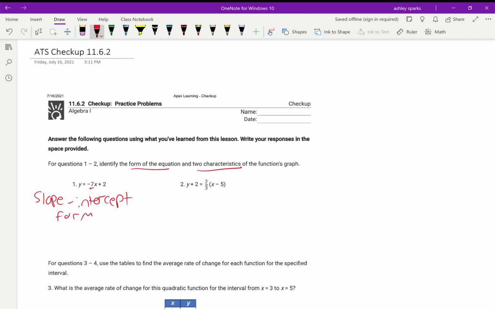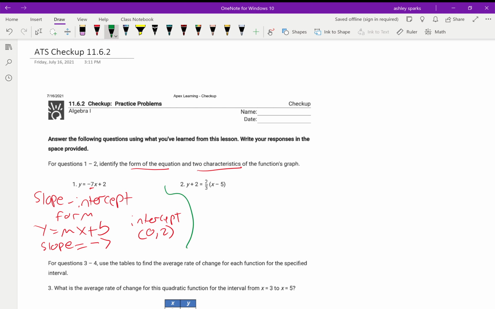Remember, we talked about the form y equals mx plus b. That's what you're looking for, slope-intercept form, where you have an m, an x, plus a b. M is your slope, so our slope here is -7, and then b is my intercept, so I could say my intercept is at the point x is 0, y is 2, and that would be my intercept for this problem.